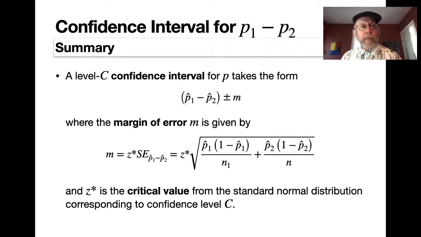So we have p1 hat minus p2 hat, that's our point estimate, plus or minus our margin of error, M. And the margin of error is a critical value from the standard normal distribution times our standard error. This is, again, completely in line with the margins of error we've computed in other situations. So that should all be very familiar. So how does this work out in our example?